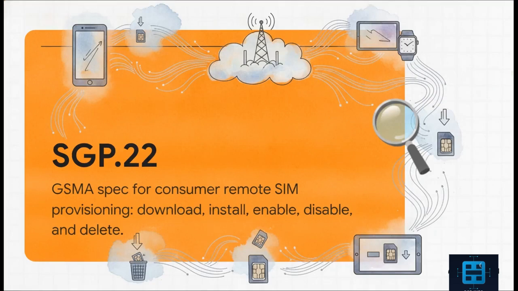Okay, let's dive into exactly what this is. SGP22 is essentially the master blueprint that turns your smartphone, your tablet, or your smartwatch into a fully remotely programmable device. By enabling the remote download, installation, and deletion of carrier profiles, it completely eliminates the need to ever swap those tiny, easily lost physical SIM cards again. It's an absolute game changer.